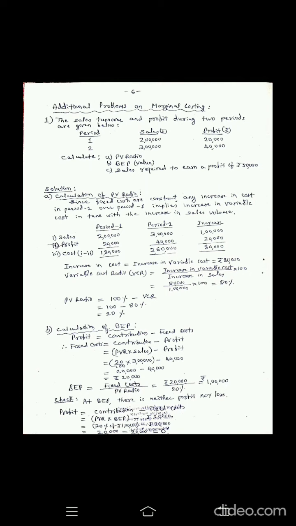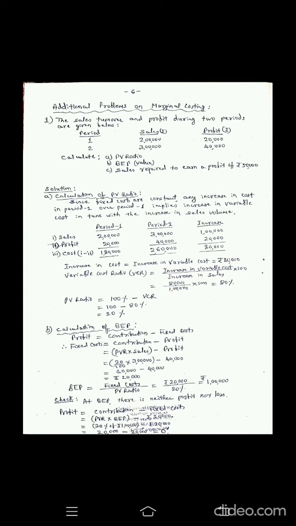So, increase in sales 1 lakh, increase in profit 20,000. Therefore, increase in cost comes to 1 lakh minus 20,000, 80,000. So, increase in cost is 80,000, which is nothing but increase in variable cost. As already said, fixed costs remain constant. Therefore, any increase in cost will be nothing but the increase in variable cost.